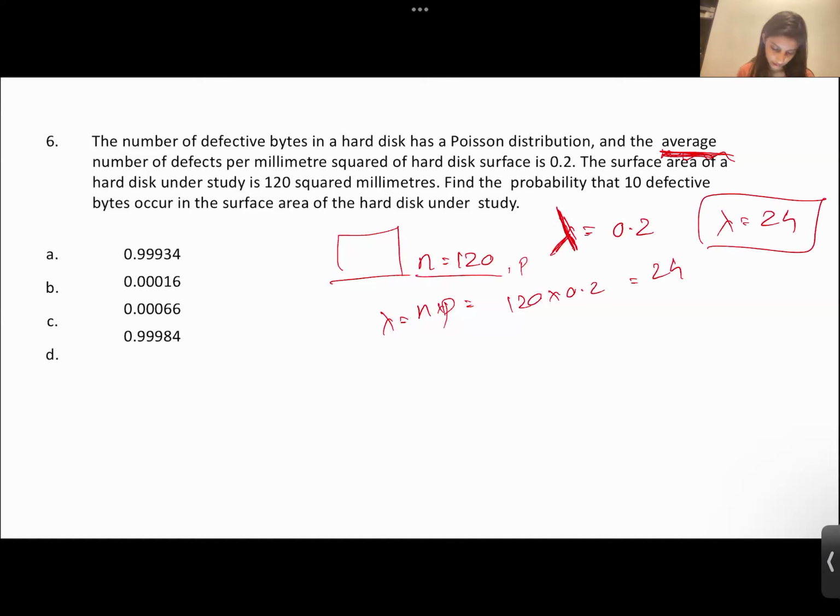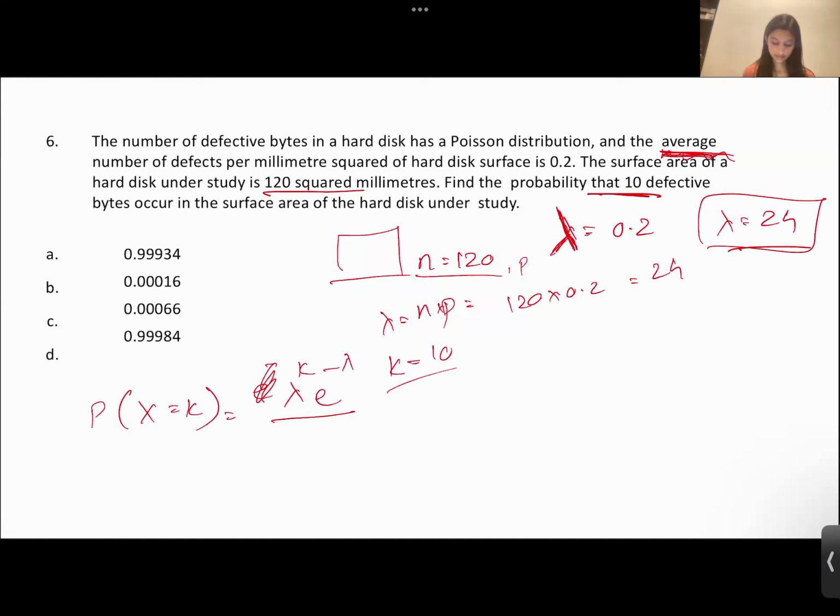Surface area n is 120. Find the probability that there are 10 defective items. So here k is equal to 10. Now we have lambda and k, and you need to apply this formula. P of X equal to k is lambda power k, e power minus lambda, divided by k factorial. So when you substitute, 24 power 10, e power minus 24, divided by 10 factorial. You can just solve this with a calculator and you'll get some value.